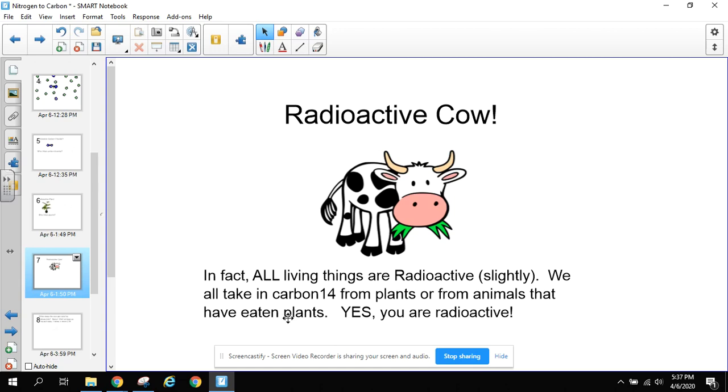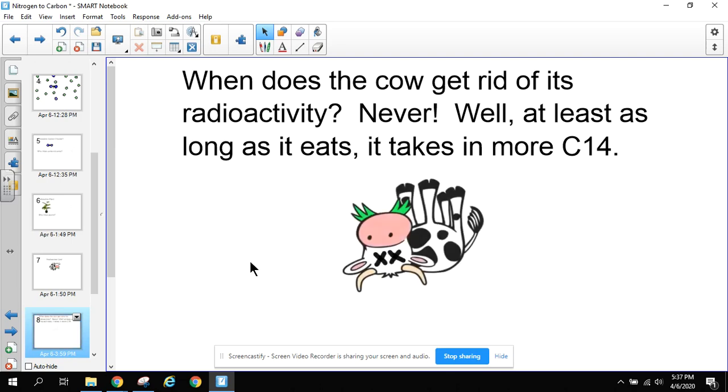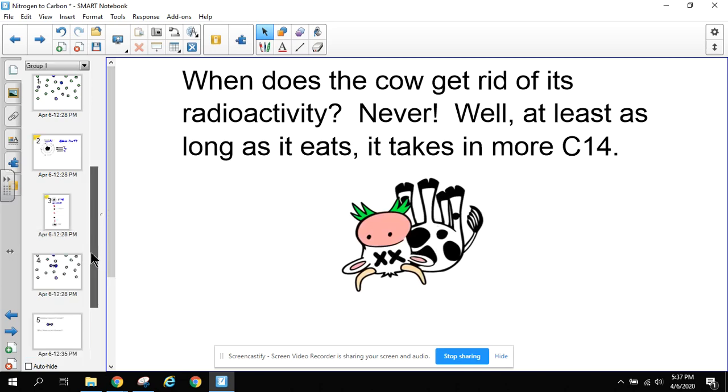You are slightly radioactive. Speaking of this cow, though, when does the cow get rid of its carbon 14? When does it get rid of its radioactivity? I said never here, but it does. All day long, it's losing carbon 14 through radioactive decay inside of its body. But every time it eats, it takes in more carbon 14 to replace it. So the radioactivity of our cow stays the same. Well, until our cow dies. Sorry, don't worry. The cow lived a long, healthy life. He was a very happy cow when he passed away.